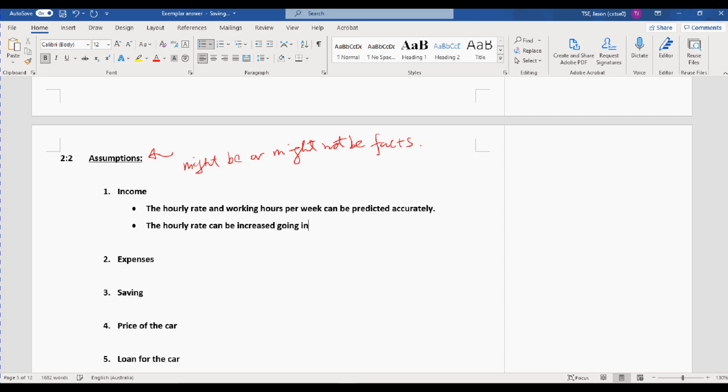Going into the second year. Okay, so you can say the hourly rate can be increased. All right. So how about the expenses? All right. So if there's nothing you could talk about the expenses, you just leave it alone. All right. We don't need all the assumptions, because normally you only need 2 or 3 assumptions. Then that would be fine.